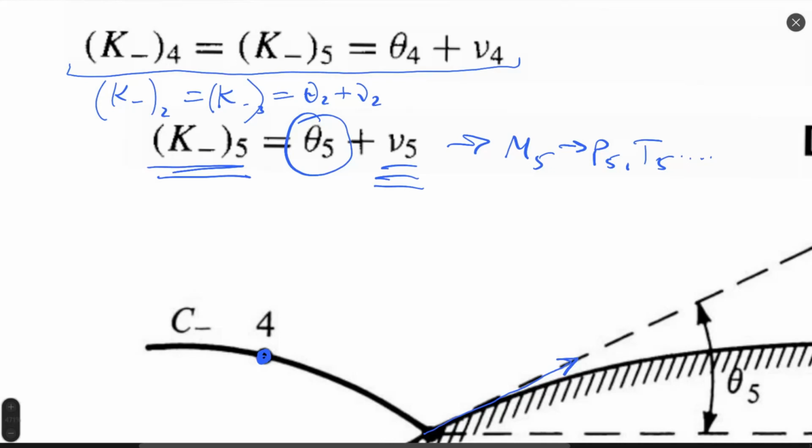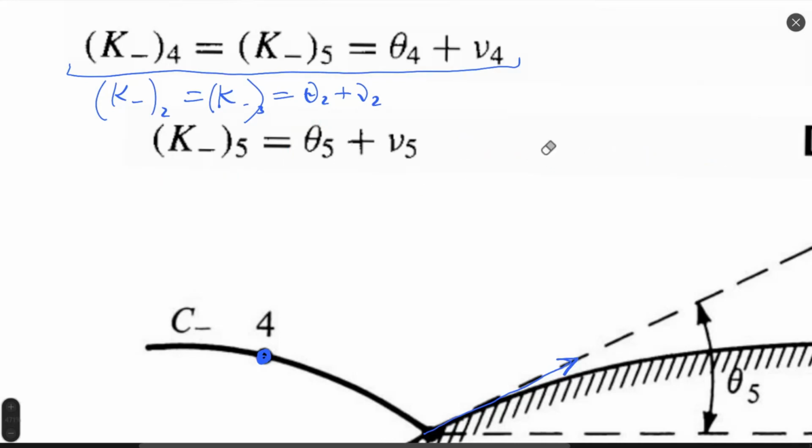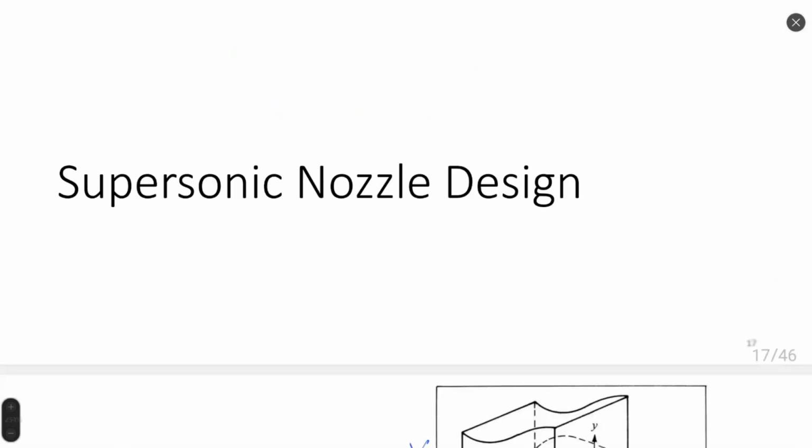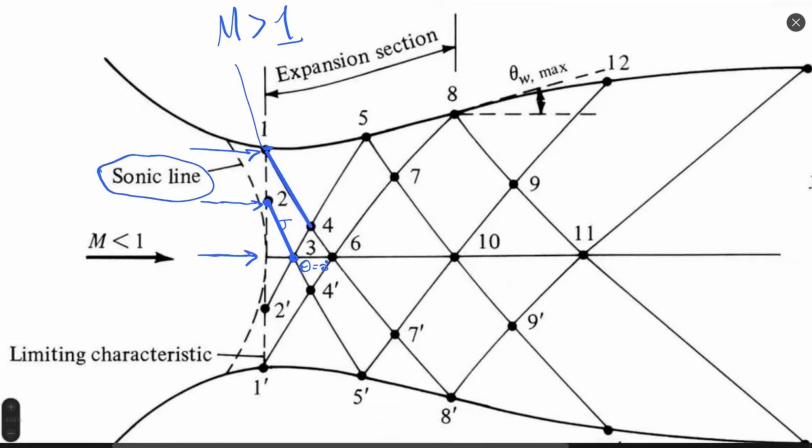And after the second equation, I will remove all my notes here and I will write that since I know K minus at point 3, and I know that theta at point 3 would be 0, so 0 plus nu at point 3. From here, I know that my nu at point 3 would be exactly equal to K minus at point 3. And I already calculated before this nonlinear function. And from here, I will calculate the Mach number at point 3 and the rest of the parameters. So point 3, we know how to calculate.